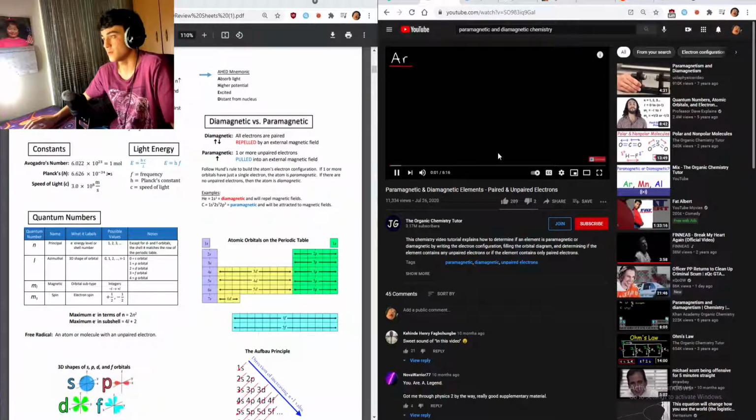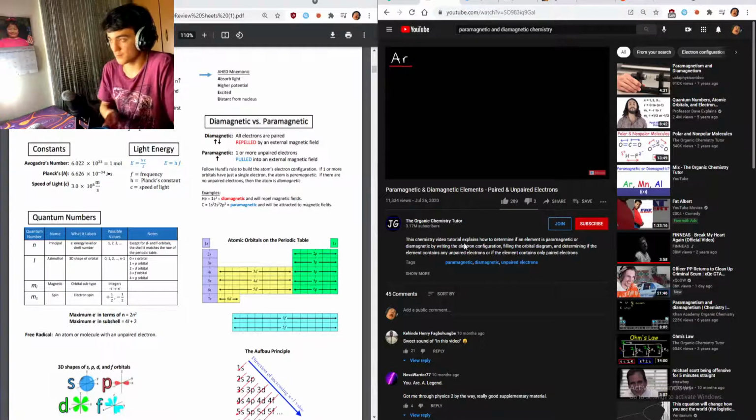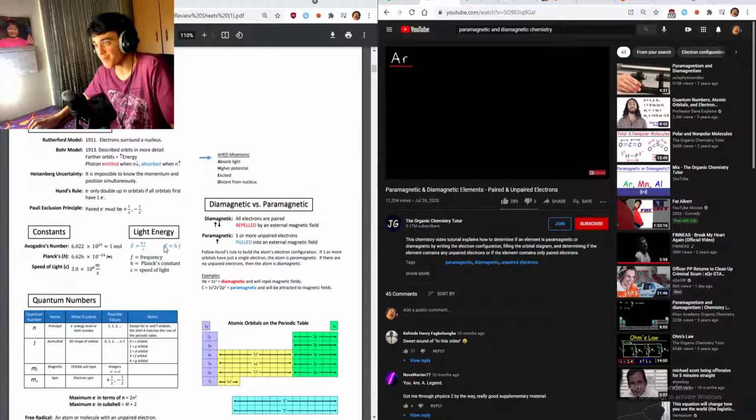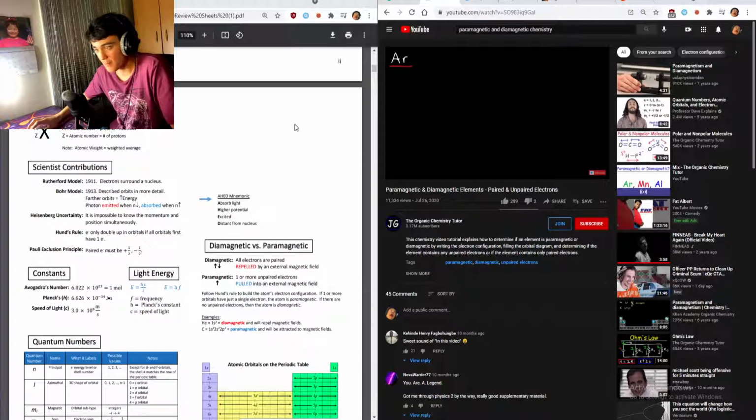In this video, we're going to talk about how to determine if an element is paramagnetic or diamagnetic. So what you need to know is this. A paramagnetic element has unpaired electrons. A diamagnetic element does not have any unpaired electrons. So in order to determine this, we need to write the electron configuration for argon. The atomic number of argon is 18. So a neutral atom of argon has 18 protons and 18 electrons.